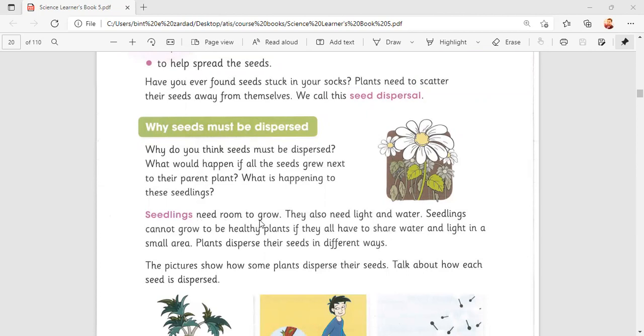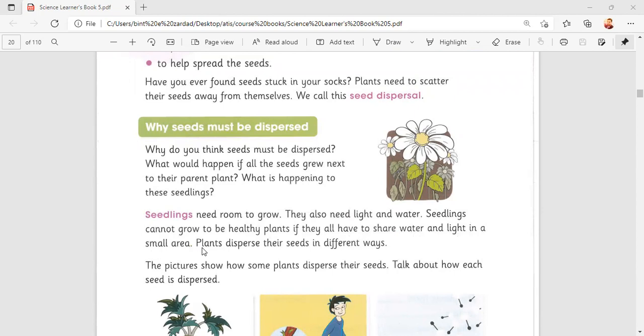Seedlings actually need room to grow. They also need light and water. Seedlings cannot grow to be healthy plants if they all have to share water and light in a small area. Obviously, if all the seeds are near the parent plant, they cannot grow well.